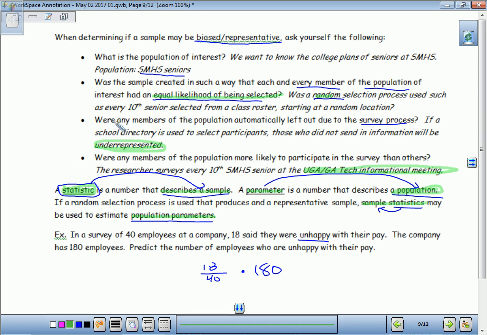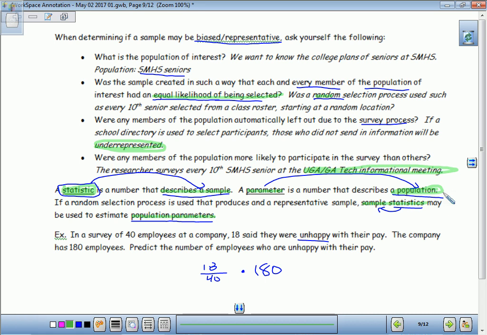Okay? Were the members of the population automatically left out due to the survey process? So if a school directory is used to select participants, those who didn't send their information in would be an underrepresented group. Or were any members of the population more likely to participate than others? For example, our researcher surveys every 10th Starsmall High School senior that go to a UGA Georgia Tech info meeting. Now, if we were to actually do this, it might be easy for me to go to Mr. Campbell's AP Calc BC class.